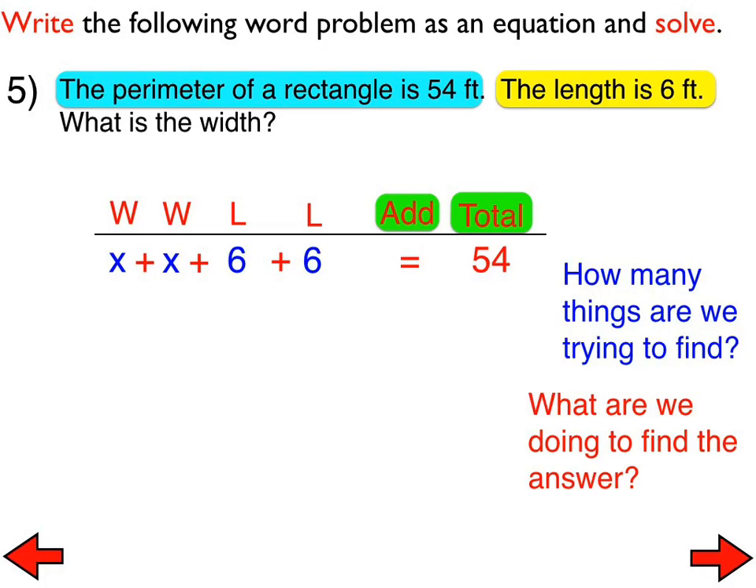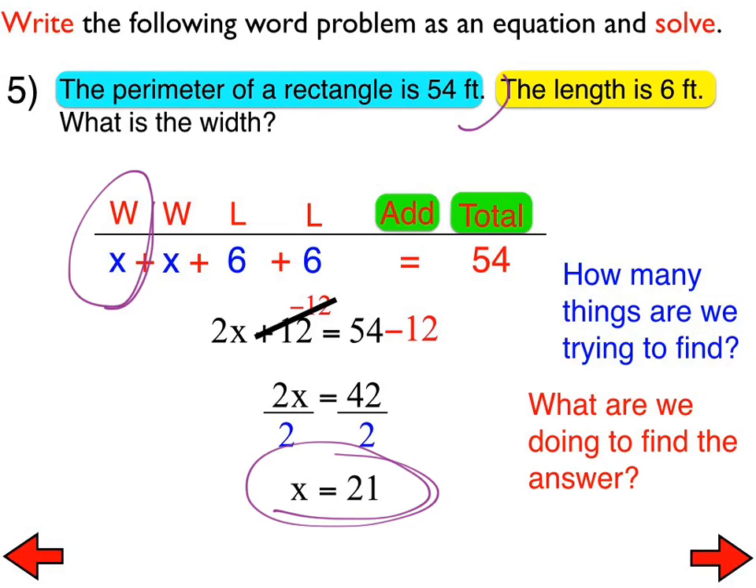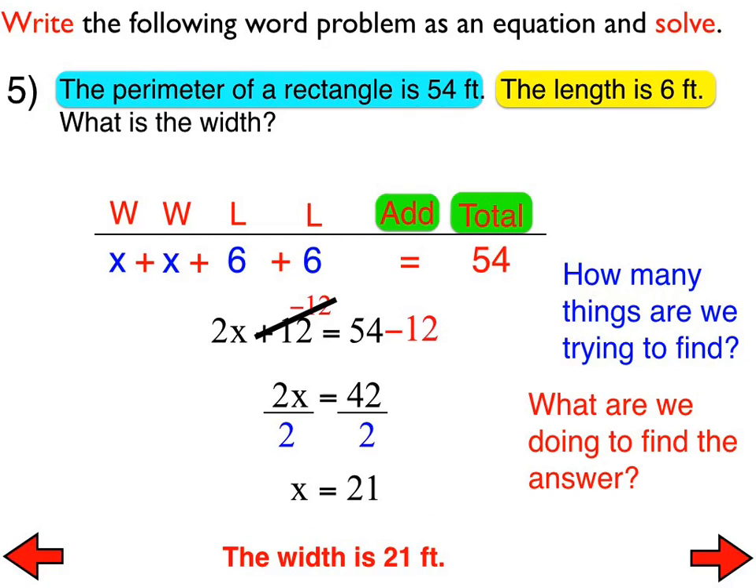So we gather like terms. We have 2x plus 12 equals 54. Subtract 12 from both sides, and then divide both sides by 2. We've now solved so many two-step equations that that part should be easy. We get x equals 21. Like all the other problems, we have to think about what it means in the context of the problem. x represents the width, and we do have units in this problem, so don't forget to include the units. So one sentence that would work would be: the width is 21 feet. All right.